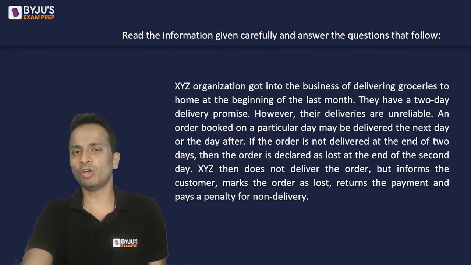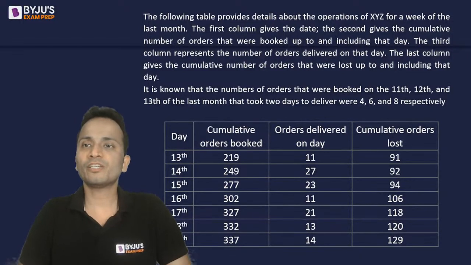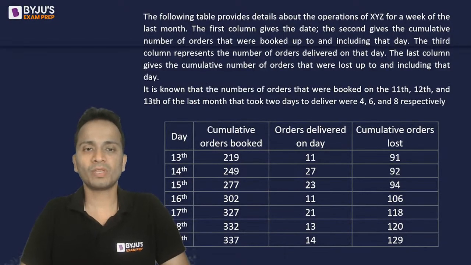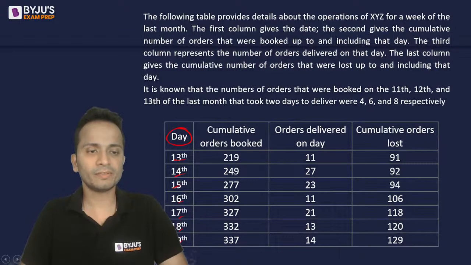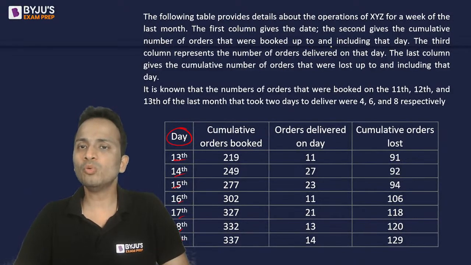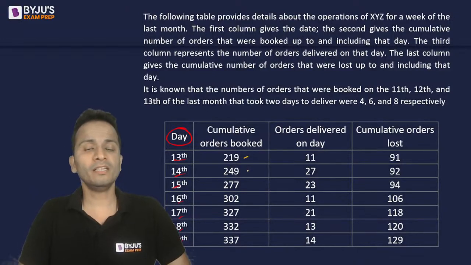Okay. Now let's move on to the next piece of information. The following table provides details about the operations of XYZ for a week of the last month. The first column gives the date, as you can see. So this is the date: 13th, 14th, 15th, 16th, 17th, 18th, and 19th. The second gives the cumulative number of orders that were booked up to and including that day. So up till 13th, the total number of orders that were booked were 219. Then up to 14th of this month, it is 249. Then up to 15th, it is 277, then 302, and so on.